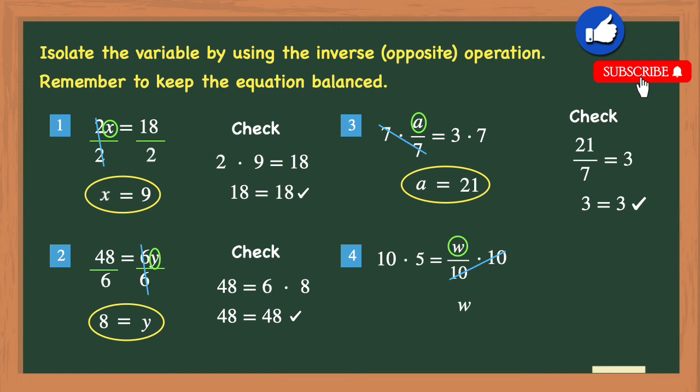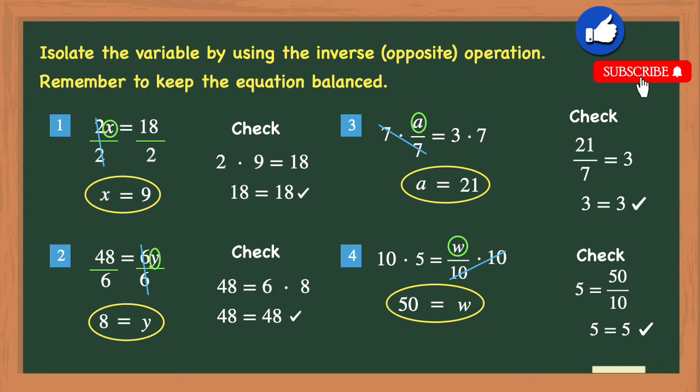Looking at the left side, we'll multiply 10 times 5, which equals 50. So w is equal to 50. Let's check our answer. Instead of 5 equals w over 10, we now have 5 equals 50 over 10. Then we'll simplify the fraction of 50 over 10 by dividing 50 by 10 to get 5. And 5 equals 5, so our answer of w equals 50 is correct.